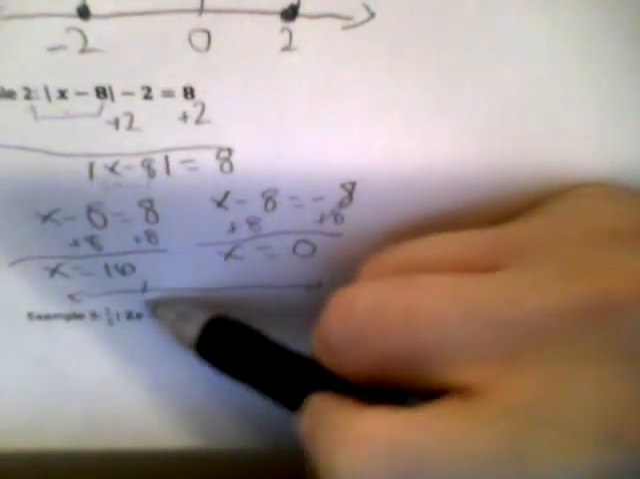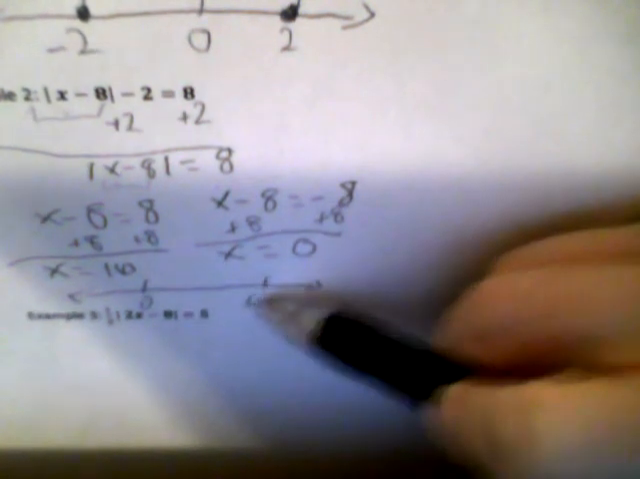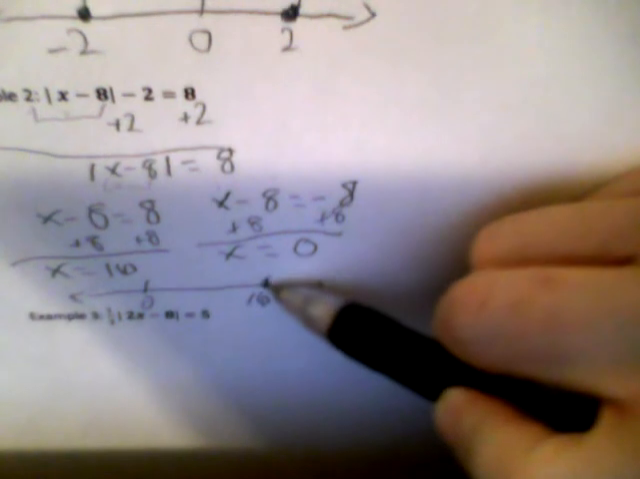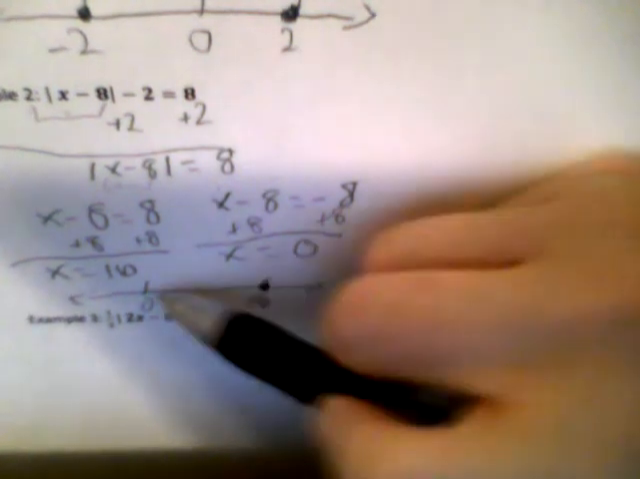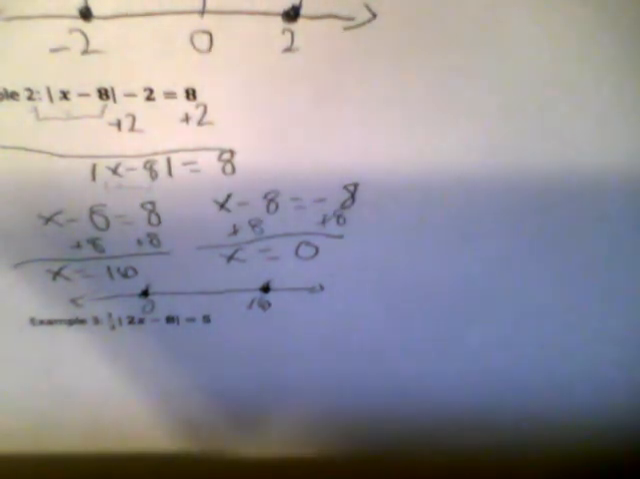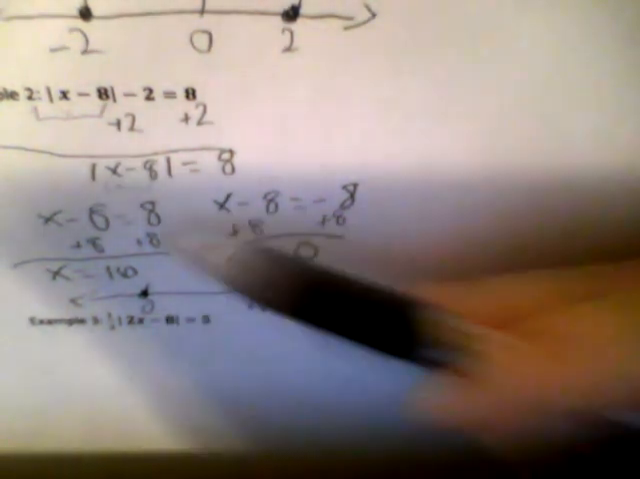I'm going to put 0 right over here and 16 over here, and I'm just going to go ahead and fill in the dots. So my two solutions are x is equal to 16 and x is equal to 0. And if you plug the 0 and 16 back in, it makes sense.